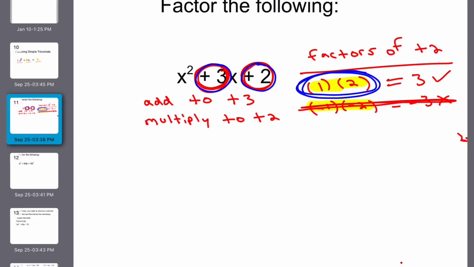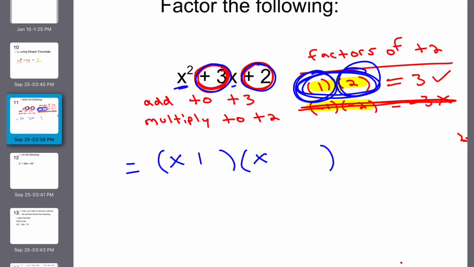This is super easy. All we have to do is make two pairs of brackets. And we're going to first put our variable. Our variable in this case was x. So we're going to put x there and x there to start our brackets. And then we're going to place our two numbers. We have a positive 1 and a positive 2. So we're just going to go plus 1 and then plus 2. And then we're done.